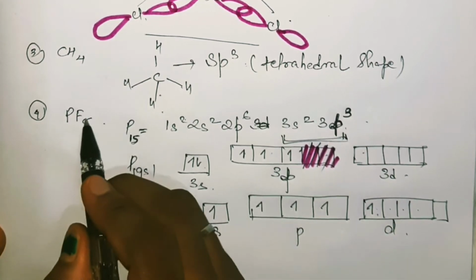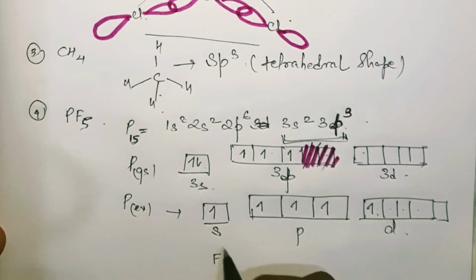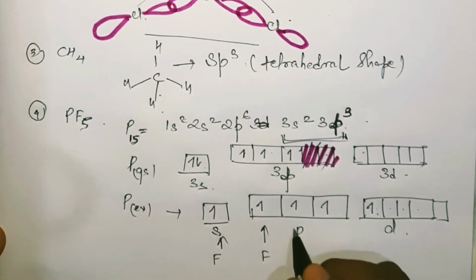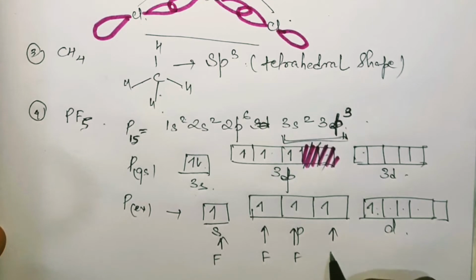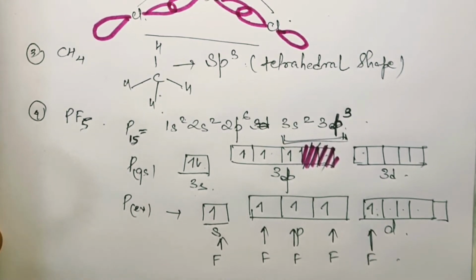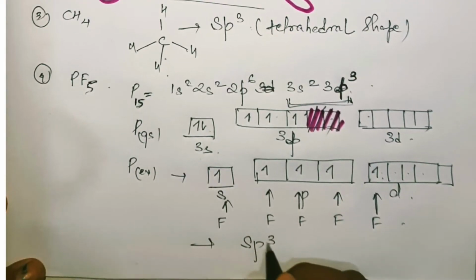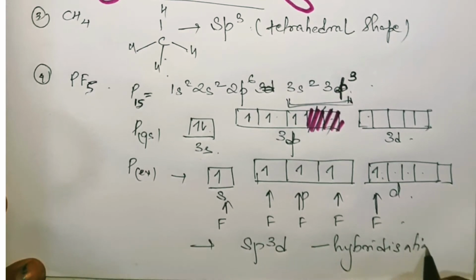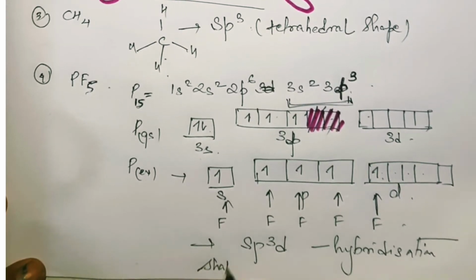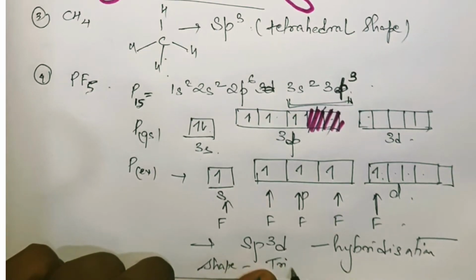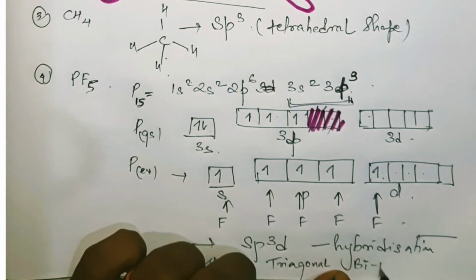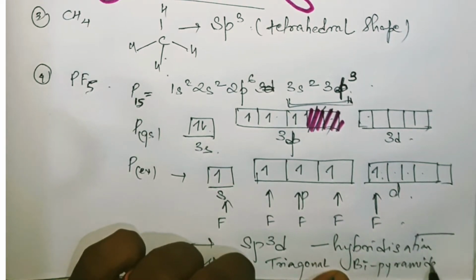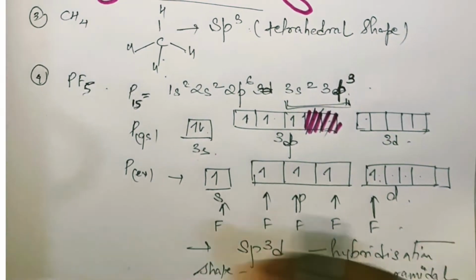So how many fluorine atoms are there? 1 fluorine, 2 fluorine, there are 5 fluorines. So the total number of bond pairs is actually 5. There is no lone pair, and hence it is going for sp3d hybridization. Hence your shape will be trigonal bipyramidal.